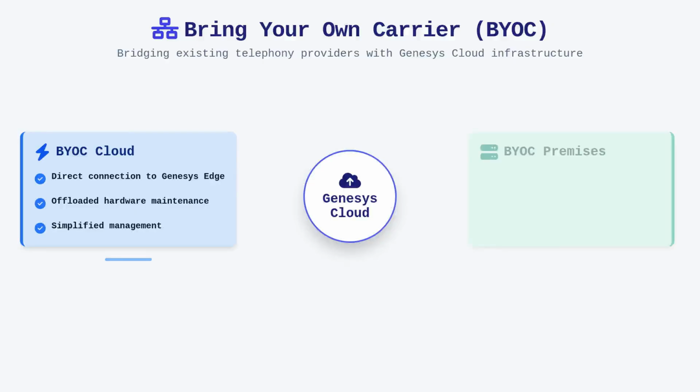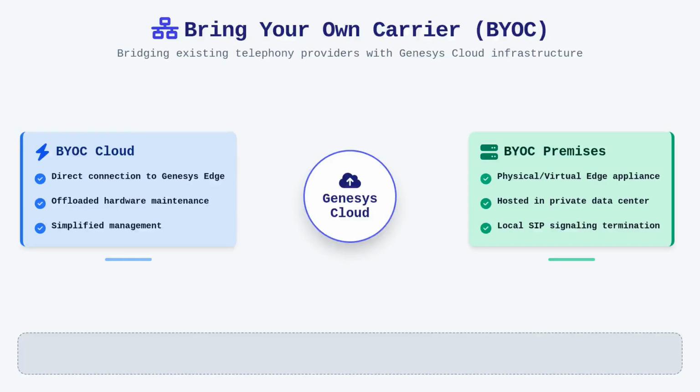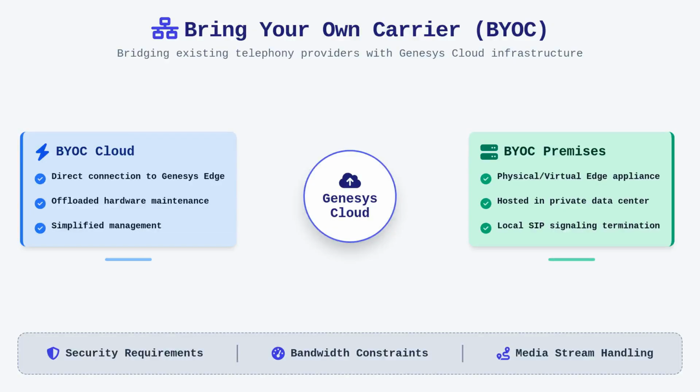Conversely, the premises model requires the deployment of a physical or virtual edge appliance within your own data center or private cloud environment. This distinction is critical because it dictates where the SIP signaling terminates and how media streams are handled across your network boundary. You must evaluate your security requirements and bandwidth constraints before committing to a specific deployment path.